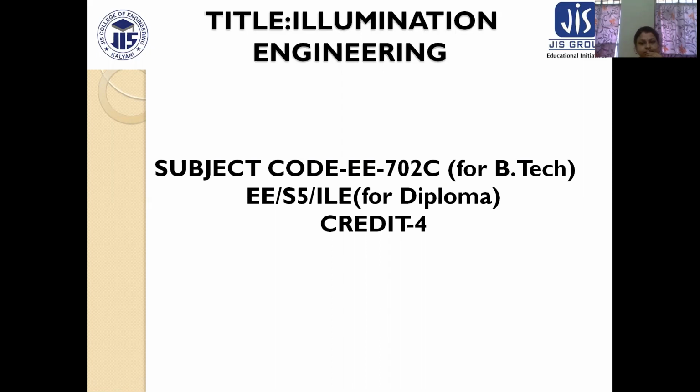The subject is generally taught in the final year electrical engineering 7th semester, and it is also taught in the diploma section, and the subject code of illumination engineering for diploma is EES5 ILE. That means it is taught for diploma engineering in the 5th semester of the 3rd year syllabus. The credit of this subject is 4 and it is an elective subject.